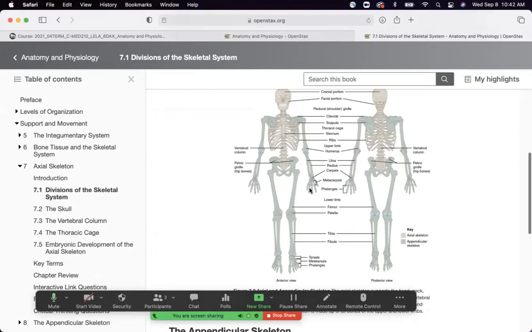So phalanges, it's your fingers. But if I say lower extremity, it's your toes. So phalanges, upper extremity, it's your fingers. Phalanges, lower extremities, it's your toes. Tarsals, ankle. Carpals, wrist.